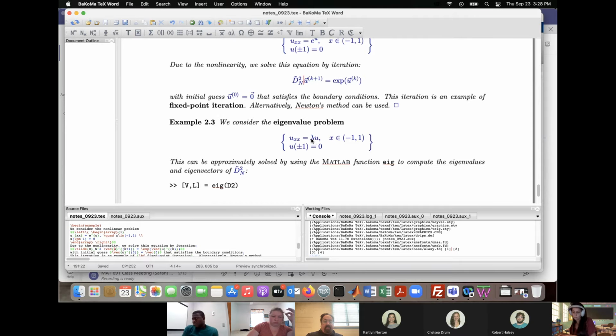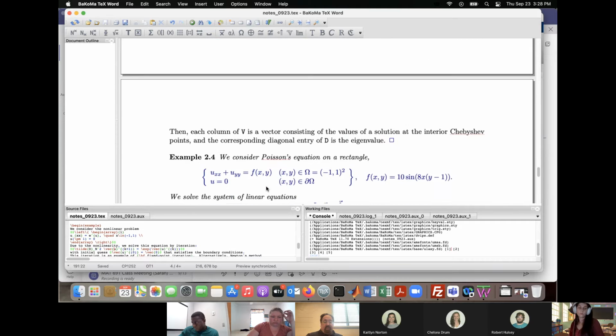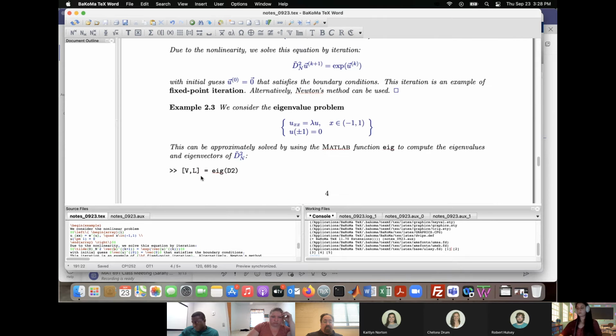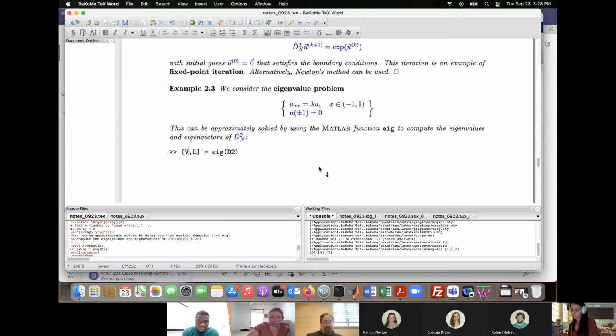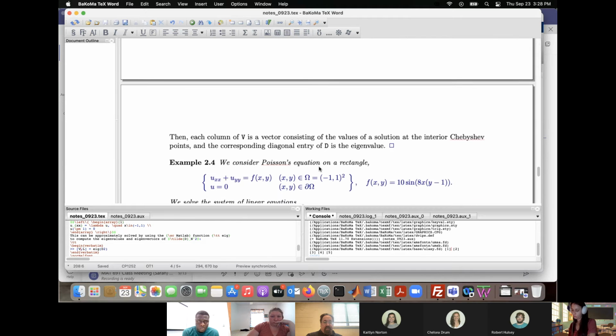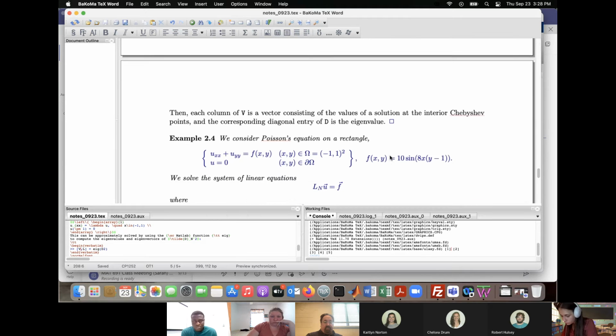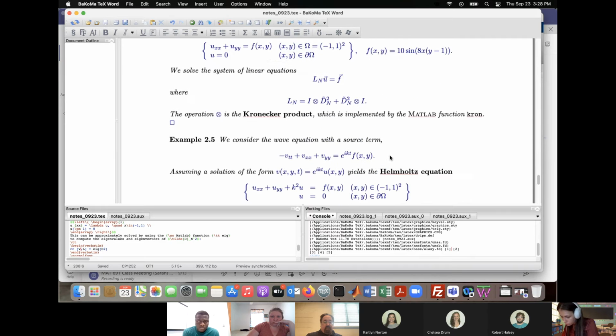the idea is lambda here is unknown. You're just looking for whatever eigenvalues there are. So you can get eigenvalues and eigenvectors using MATLAB's eig. The columns of the matrix V are the eigenvectors, and the diagonal entries of L are the eigenvalues. So those are your lambda values, and your corresponding u's would come from the columns of V. And then, okay, I have a couple more examples.